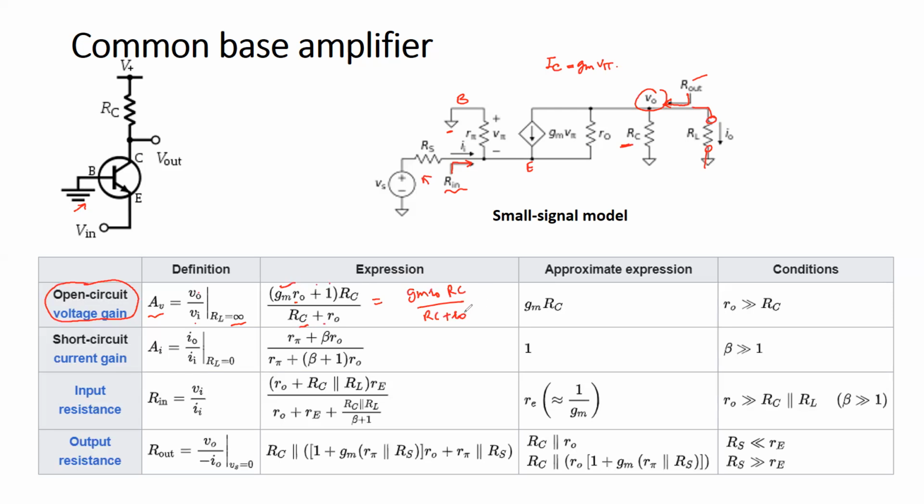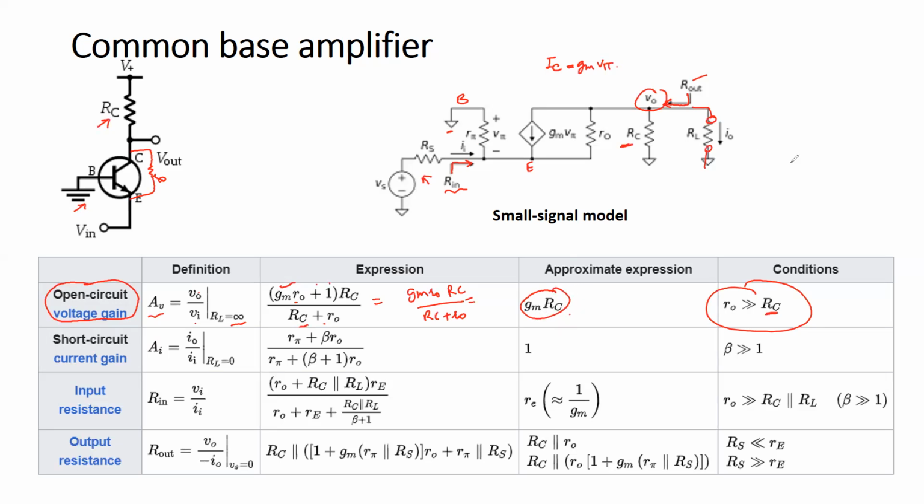And with that, ro is generally very much greater than RC, because this impedance that we just said, ro, is greater than the resistance that you connect passively. Therefore, the expression for the voltage gain is reduced to gm times RC.